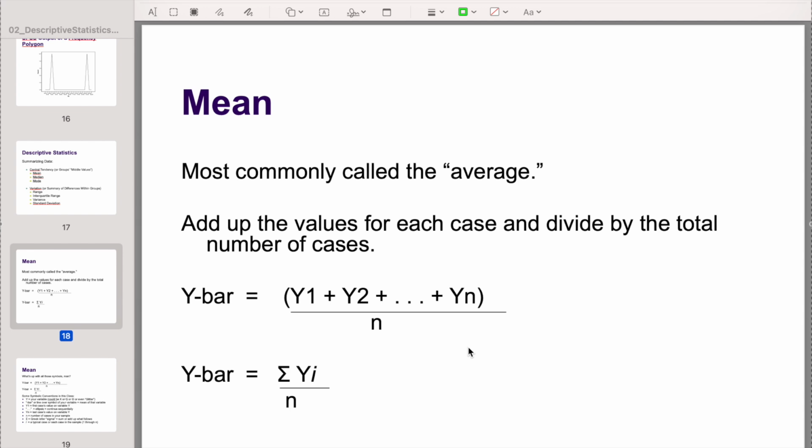So the mean, also called the average, would be taking the average number, so the sum of all the numbers divided by the total number of items. So that would be the mean.